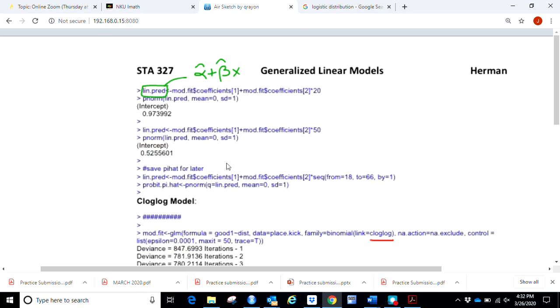Notice that I'm using the same idea of the code that you see up here, except instead of multiplying by 20, I'm multiplying by a sequence from 18 to 66. And I'm going to go by ones. So it's going to go 18, 19, 20, etc., all the way up to 66. So it's going to allow me to do all of those at the exact same time, so I don't have to do them one by one. Then now that I have this long list of those, I can find the p-norm of each of those values. So that's all I'm doing here.